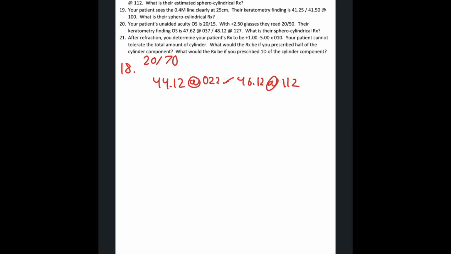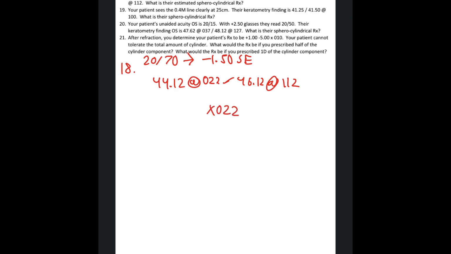So we know the patient's acuity is 20/70. On Egger's table, we know that that's minus 1.50 as their spherical equivalent. Not their sphere, their spherical equivalent. So now we have to figure out the keratometry stuff. The axis we're going to use is 22 because it applies to the smaller number, which is 44.12. So our axis is 22.